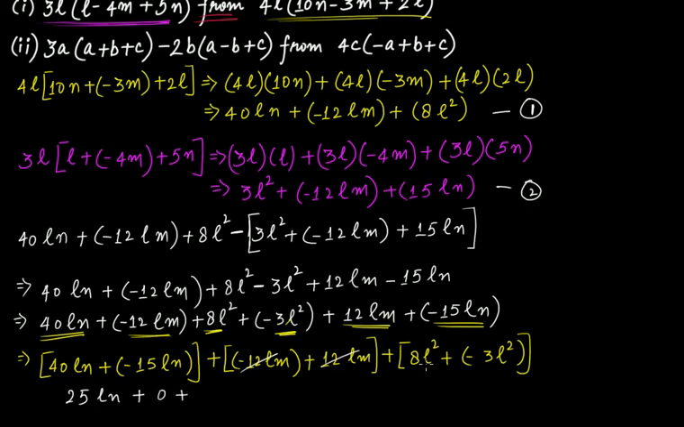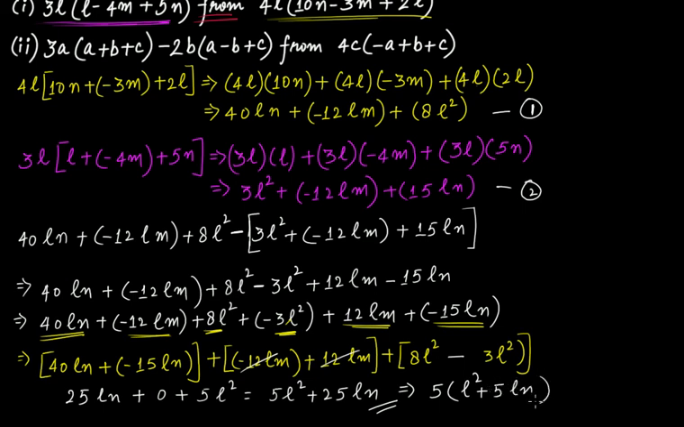Then you have 8l squared, and if you open this bracket, here you will get 8l squared minus 3l squared. So this is 5l squared. So this can be written as 5l squared plus 25ln. This is your answer. If you want to take 5 common, take 5 common here. This is l squared plus 5ln. This 5 times 5 is 25ln. So this was the first part.